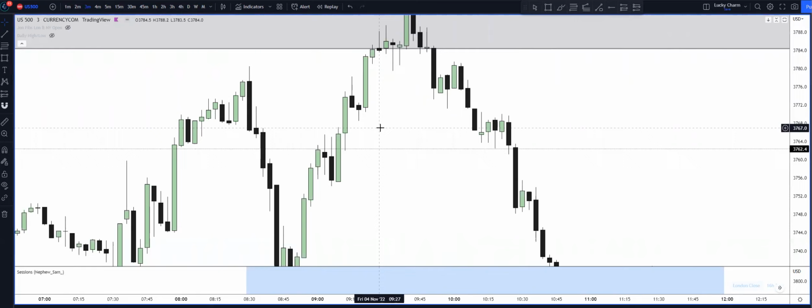Stick to your rules. Stick to always being inside of a discount or premium when you're inside of these lower time frames. It's the best way to protect yourself, okay?